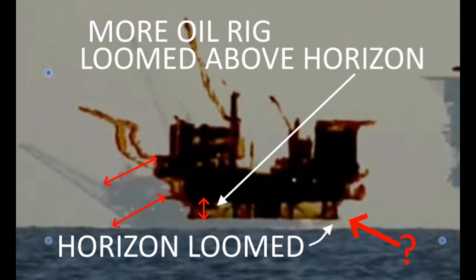Oh, I just love this shot. Not only have we got horizon looming, but notice how we're actually seeing more of the oil rig beyond the loomed horizon. So now we've got loomed oil rig above a loomed horizon. Holy halloumi, Batman. And for the slow of thinking, that part of the oil rig that was hidden behind the apparent horizon is now loomed above it. Just thought I'd better spell that out for you in case you didn't get that.